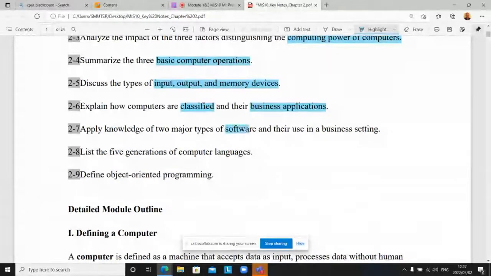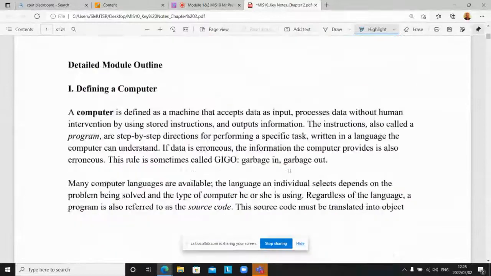Software. We will just talk about software in a business setting, which we have already, so I'm not going to waste too much time with that. This one is really important. The 5 generations of computer languages. And then I'm not going to do object-oriented programming. That is a second year thing. Okay, going to move a bit quicker.